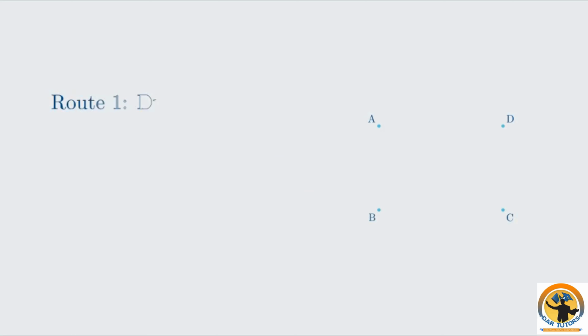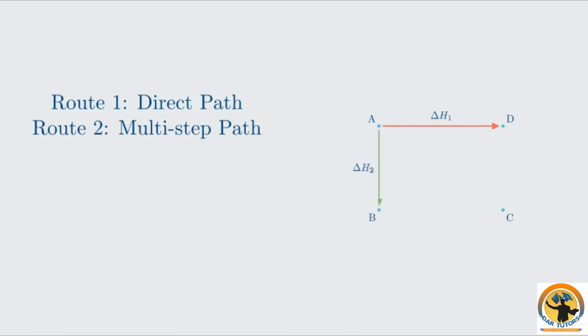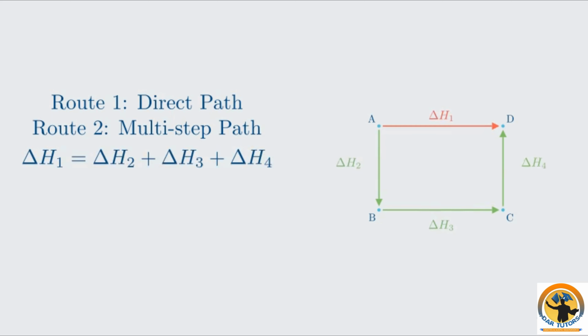We can visualize this with a simple cycle. Imagine converting state A to state D. You can do this directly, via route 1, with an enthalpy change of delta H1. Or you can take a detour through states B and C via route 2, with a total enthalpy change of delta H2 plus delta H3 plus delta H4. According to Hess's law, the total energy change must be the same, so the sum of the changes in route 2 is equal to the change in route 1. This fundamental principle allows us to connect different reactions and solve for unknown enthalpy values.